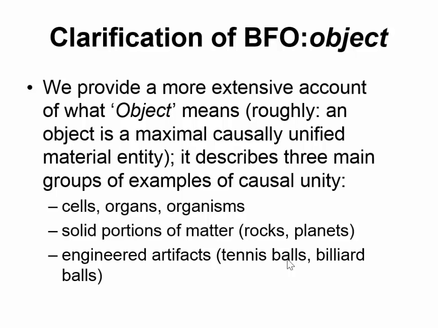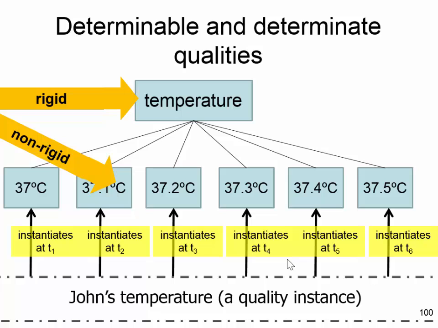Another feature of BFO 2.0 is the distinction between more general qualities, such as temperature, and more determinate qualities, such as 37 degrees Celsius temperature. 37 degrees Celsius temperature is a subtype of temperature. What that means is that every instance of 37 degrees Celsius temperature is an instance of temperature. So John's temperature instantiates at a certain time this subtype of the more general type temperature, but at other times it instantiates other subtypes. And so John's temperature cycles through different subtypes of the supertype temperature.